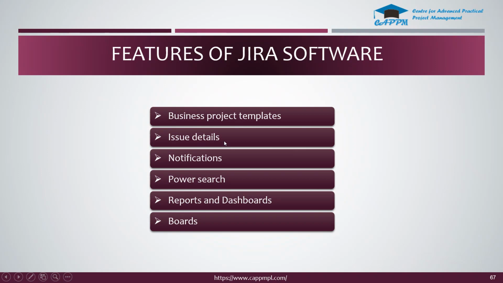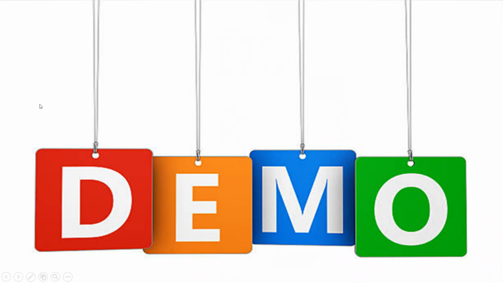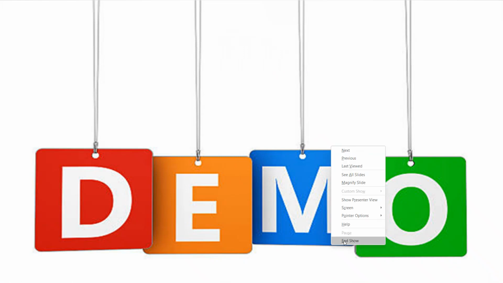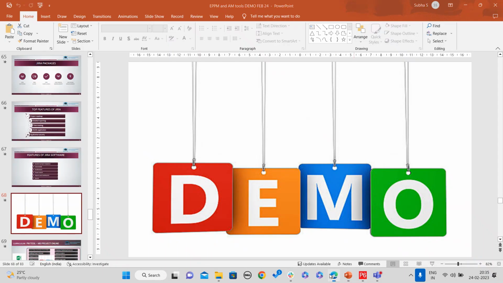And we have a lot of issue details that we can store in Jira. And we have the notification feature. So whatever you're performing, each and everything will be notified using mails. And we have a lot of search options available in Jira, and we have the reports and dashboards available. And after this, you have the boards feature also. So we'll see how these features work on Jira.